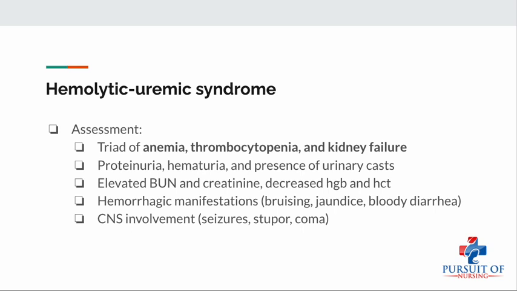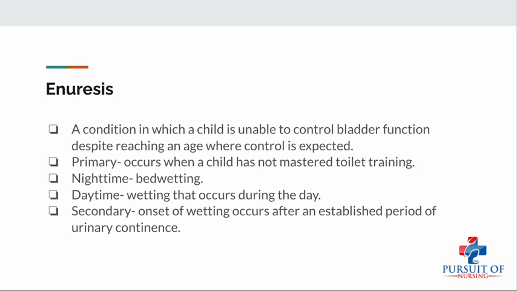Adequate nutrition, and then all of your infection prevention measures as well. So enuresis is when a child is unable to control their bladder function, despite reaching an age where control is expected. So it's very important to remember that a child does not have control over enuresis.